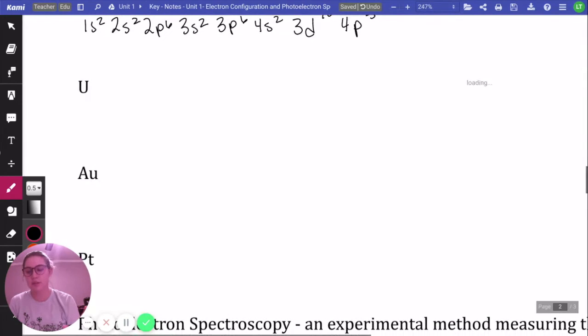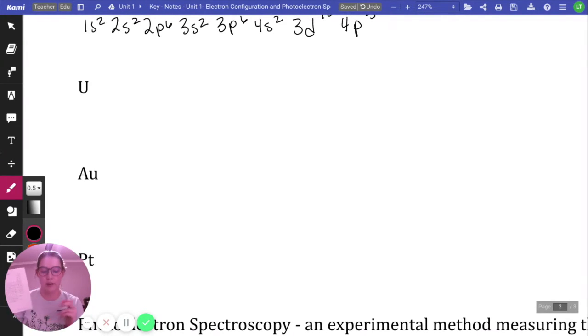All right, and I'm going to do uranium. Like I said, guys, I'm going to do the noble gas for this one because it's a pretty long configuration. Let's be real, no one wants to have to write that long. So I'm going to do noble gas here.